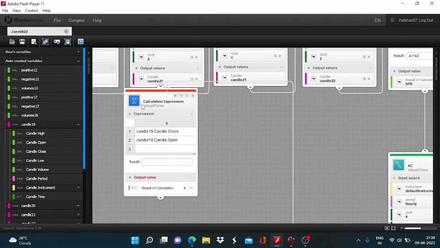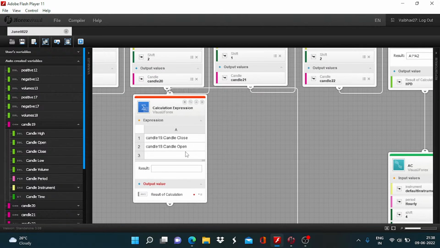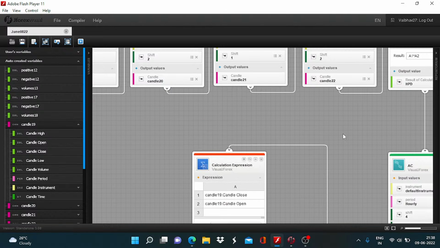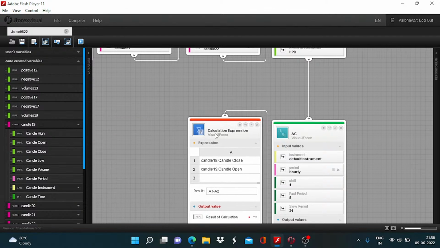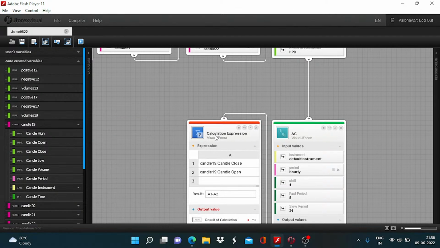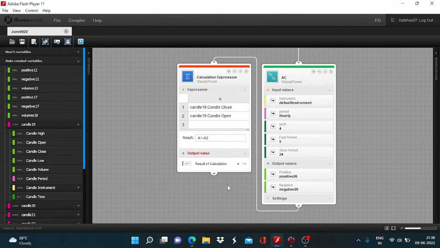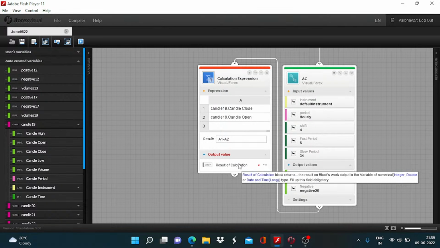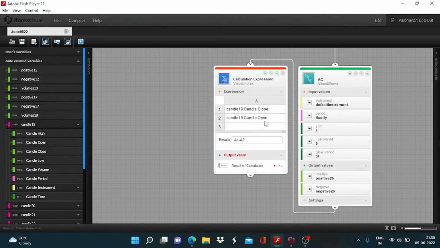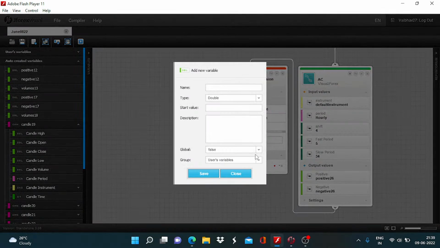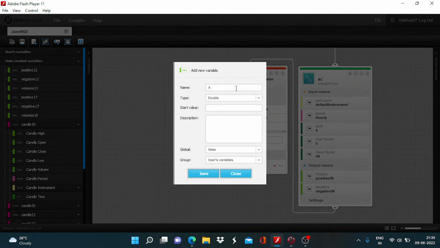As for buy trade, we will need the closing price to have been greater than the opening price, and as per the Excel convention, it needs to be A1 minus A2. Okay, this will be actual candle difference. All right.